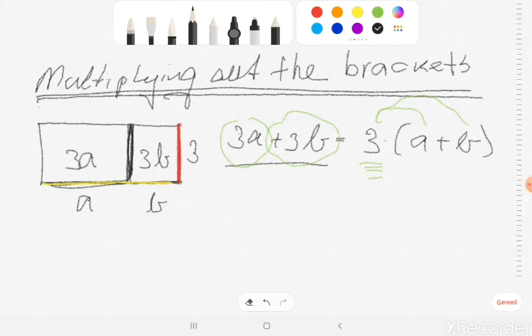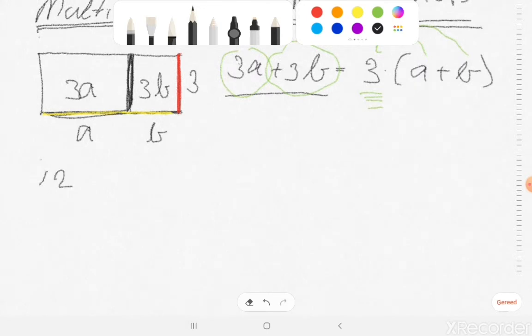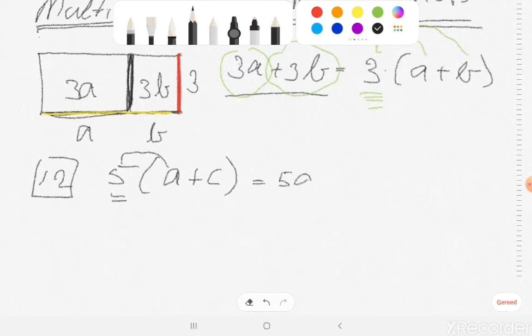So if we just look at exercise 12, and exercise 12 is about multiplying out the bracket, you need to do 5 multiplying with a plus c. So a plus c belongs together. So first you need to multiply 5 with a, that's 5a. And then you need to multiply 5 with c, and that's 5c. And that's it, because we can't simplify 5a and 5c anymore because they are not equal terms.